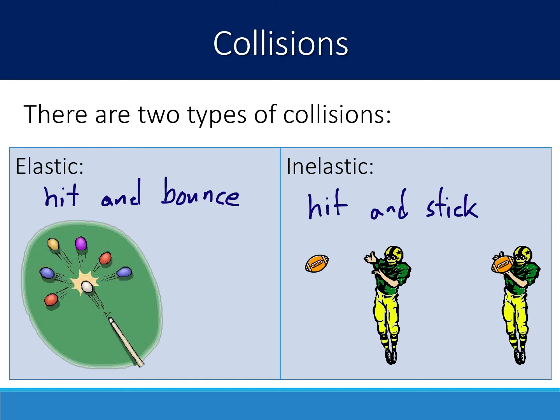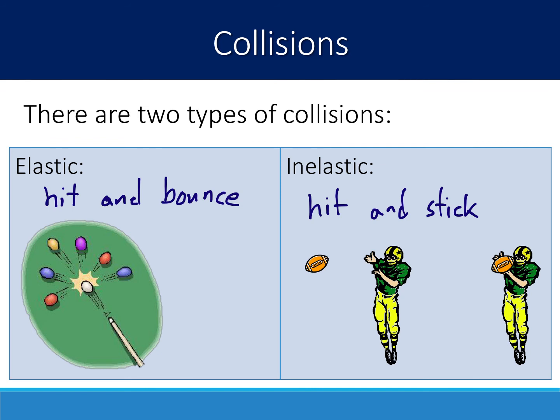And we're going to have two types of collisions. One where the objects will hit and then bounce off so that they continue in different velocities. This is technically called elastic. An elastic collision is one where the velocities of the objects after the collision are different. We call that hit and bounce as a shortcut, but it's really an elastic collision.